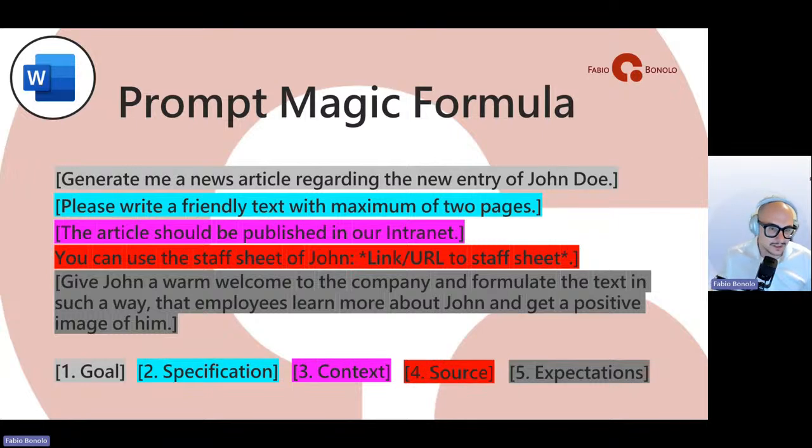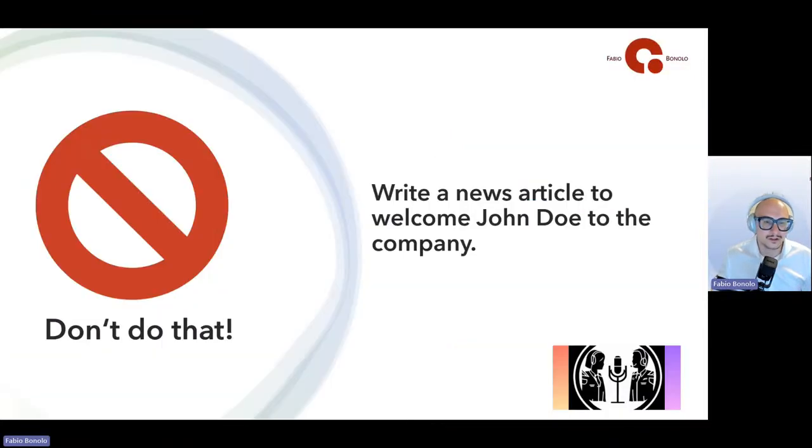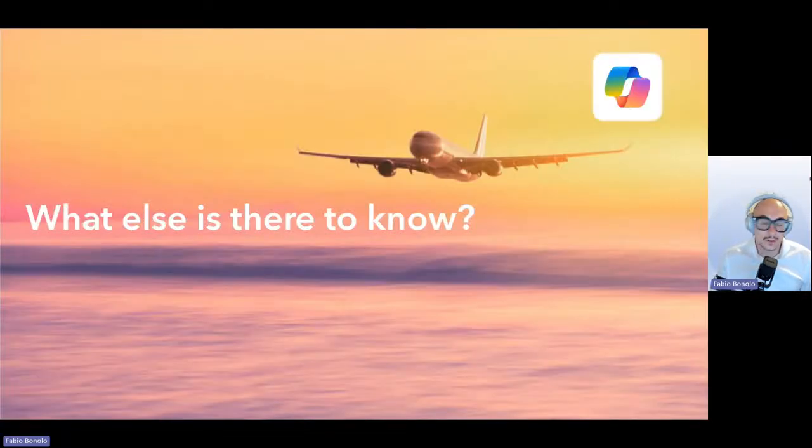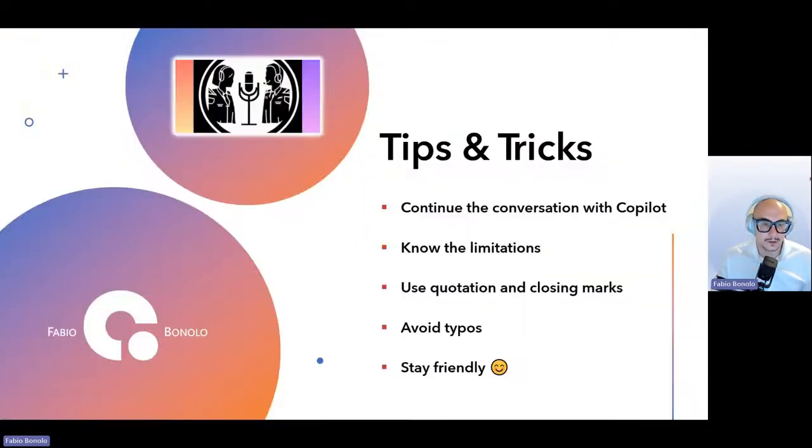That's your expectations. Also here, what you shouldn't do is a prompt like that: Write a news article to welcome John Doe to the company. It looks nice, it's a short sentence, but don't do that, because the responsive Copilot will not make you satisfied. I will guarantee that. So these are the examples for prompts using the structure of the magic formula. And now we can have a look at what else there is to know about Copilot.